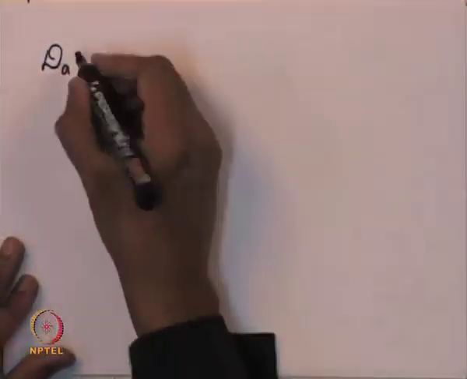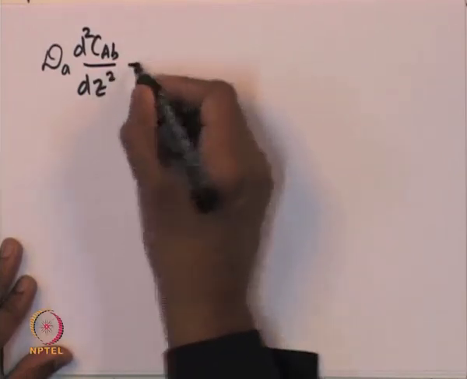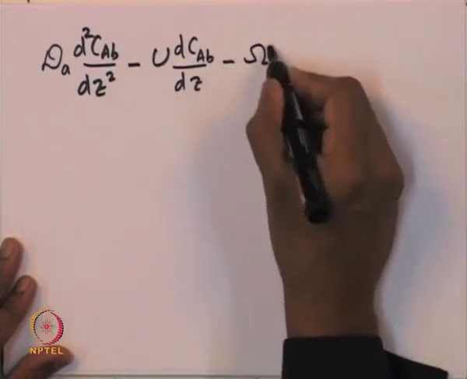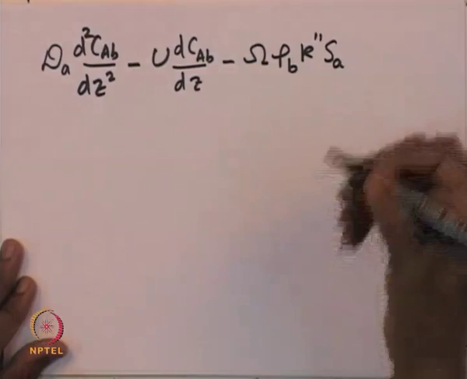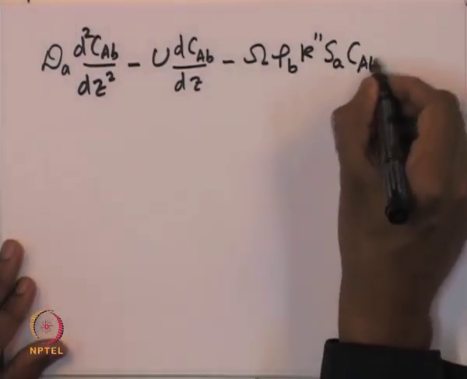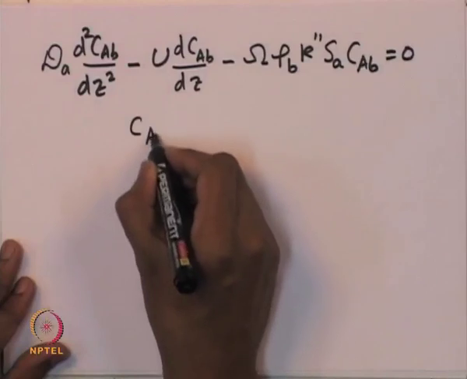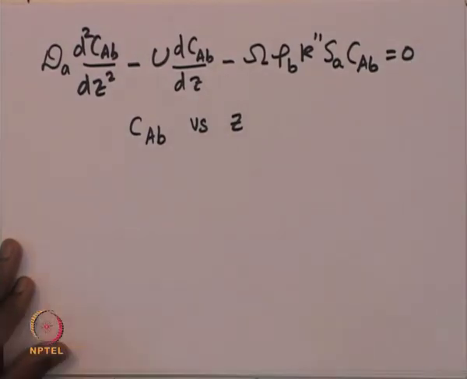Now, plugging this expression into the mole balance, we find that the mole balance is dA, the dispersion coefficient, multiplied by d square CAB by dz square, minus u, the superficial velocity, times dCA bulk by dz, minus omega times the bulk density rho b times k prime, the specific reaction constant, multiplied by the surface area per gram catalyst times CAB, equal to 0. We need to solve this equation to find out how the bulk concentration changes with location inside the reactor.